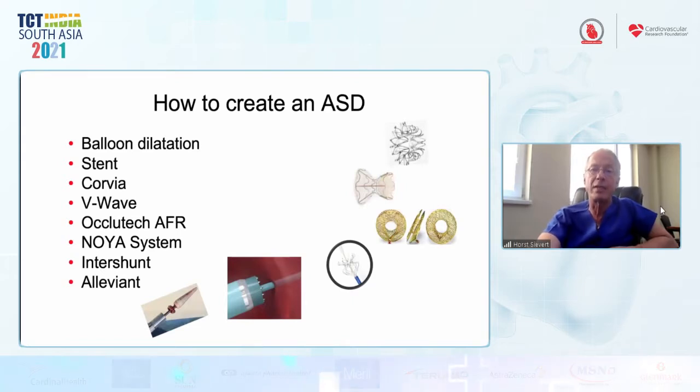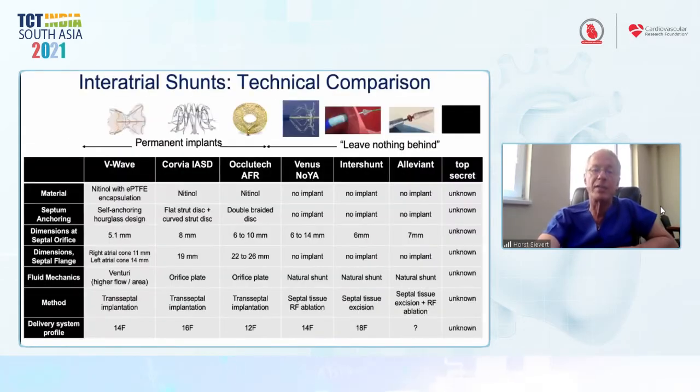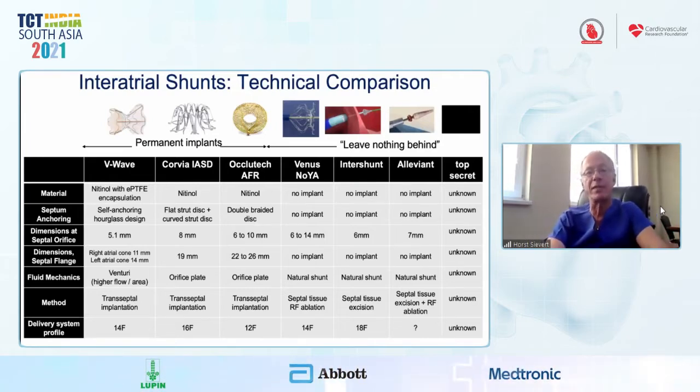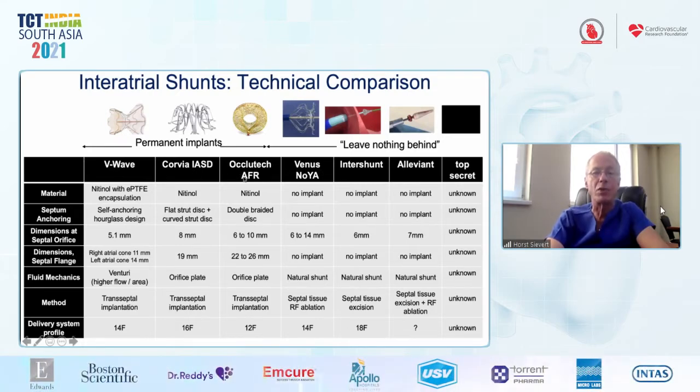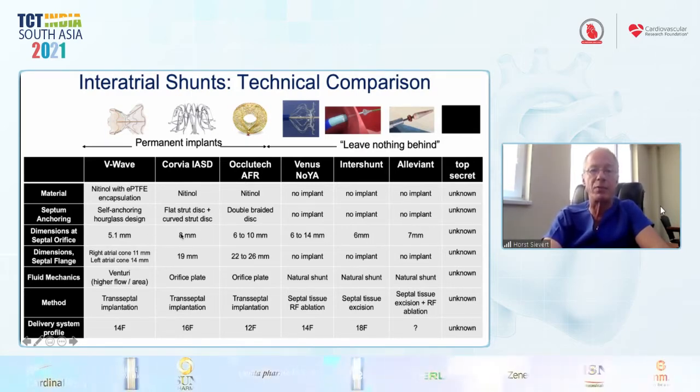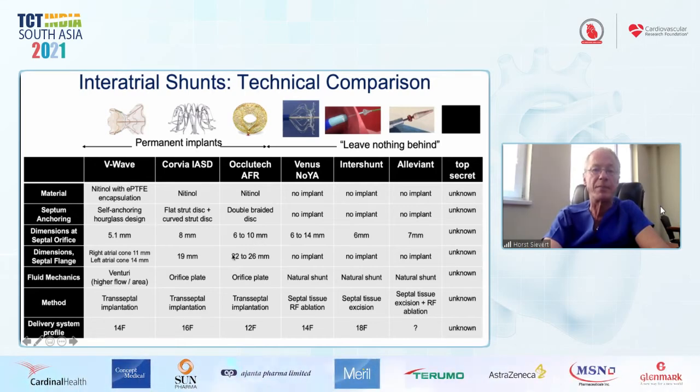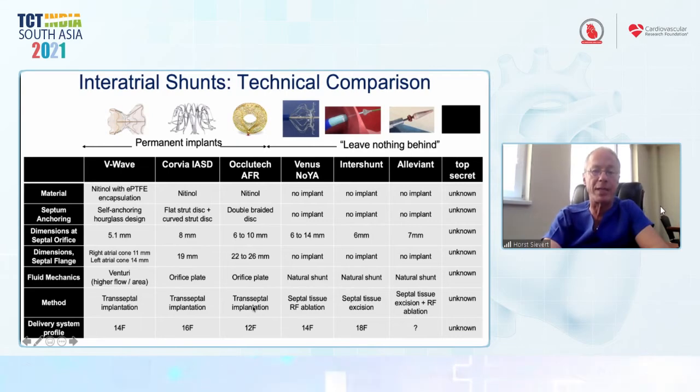How to create an ASD? Balloon dilatation, stents, and then several dedicated devices have been used to achieve this. And here you can see an overview of the different devices which are already available or in clinical trials. You can see 3 devices here which have to be implanted. They are made of nitinol. They have different diameters between 5 and 10 millimeters. And they basically are implanted by a transeptal puncture.